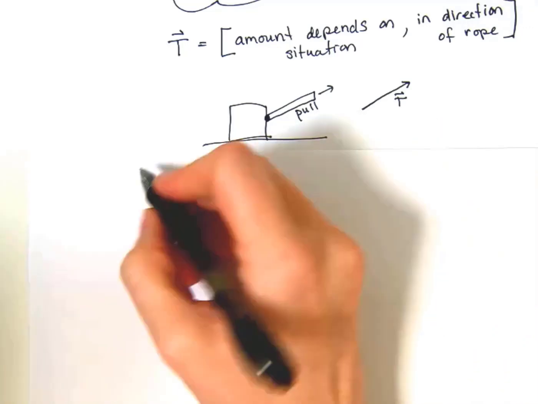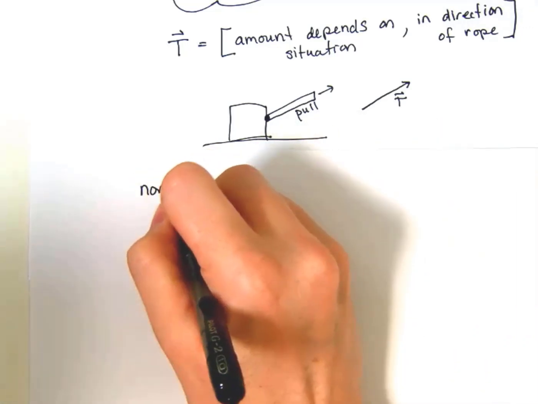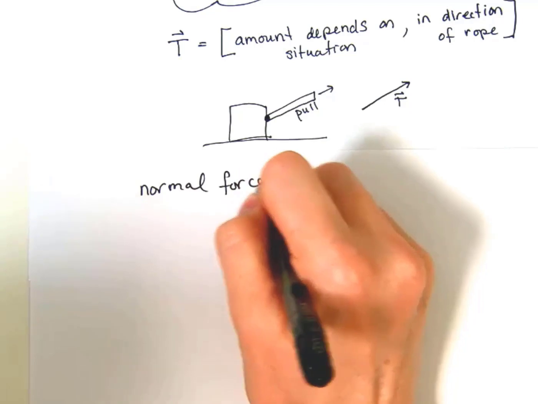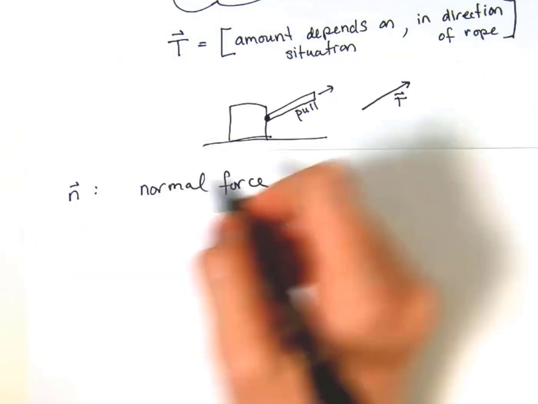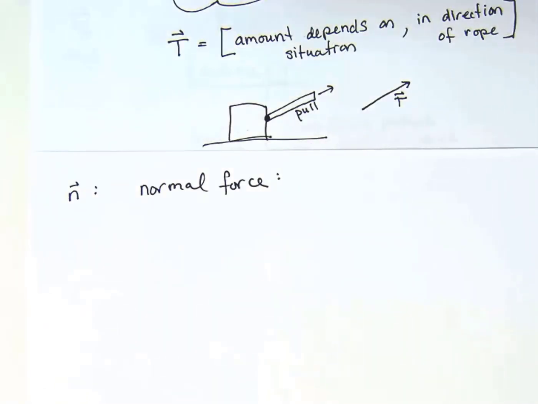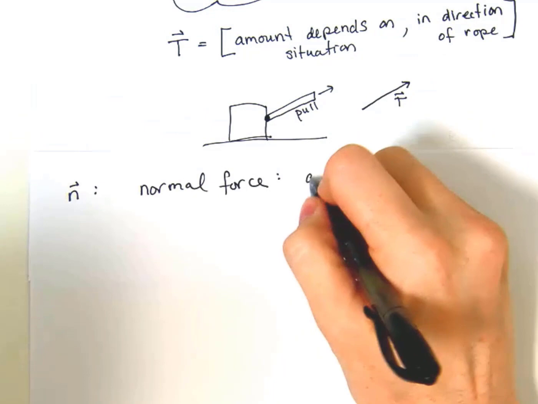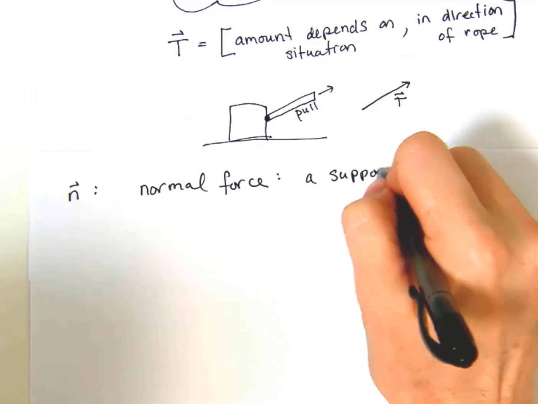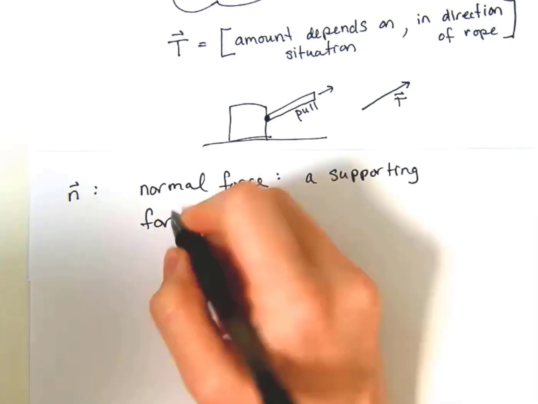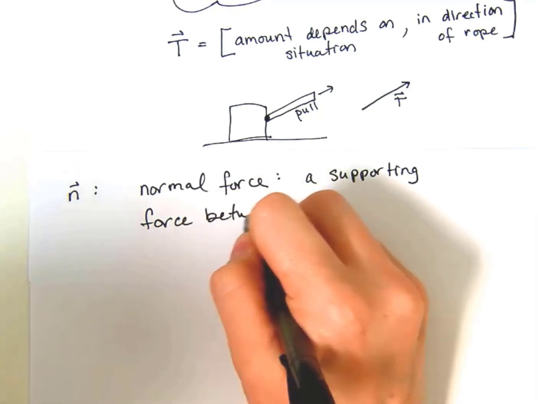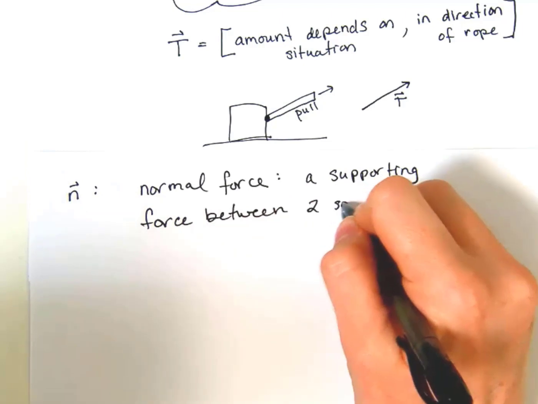Our next force is going to be the normal force, and its symbol is going to be little n. The normal force is basically a supporting force, a force between the two solids that are touching each other. How about I just call it a supporting force between two solids.